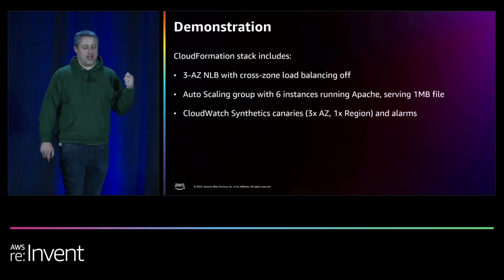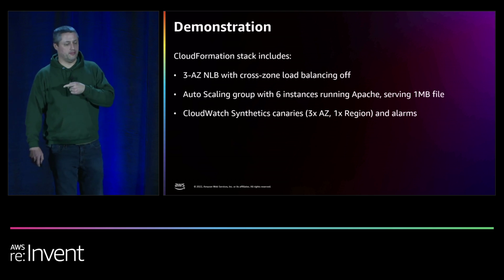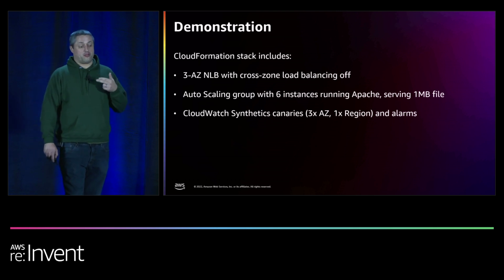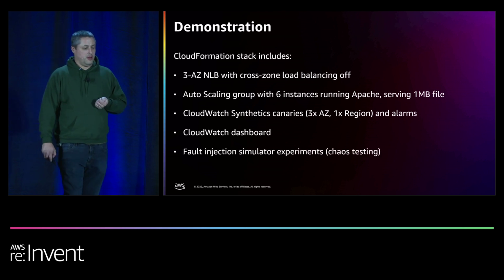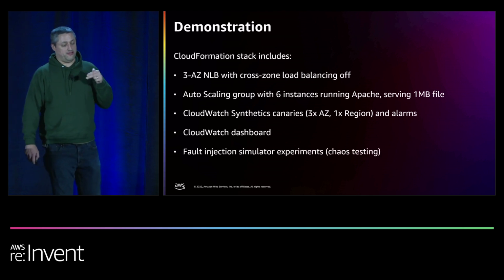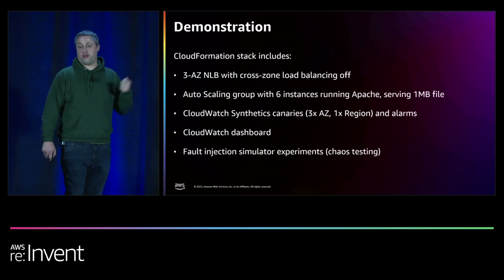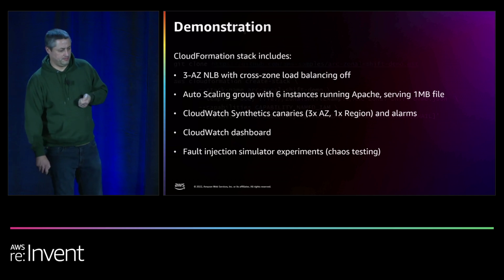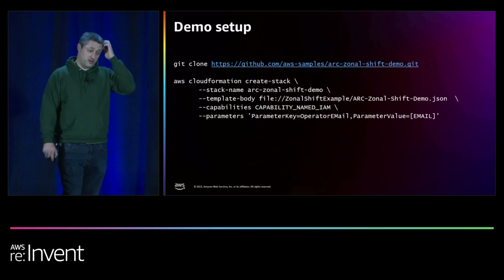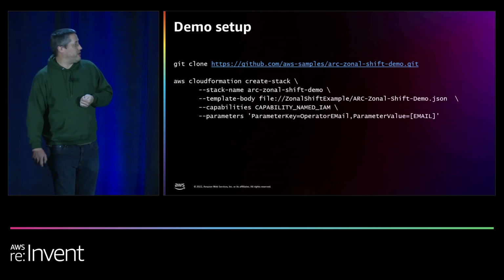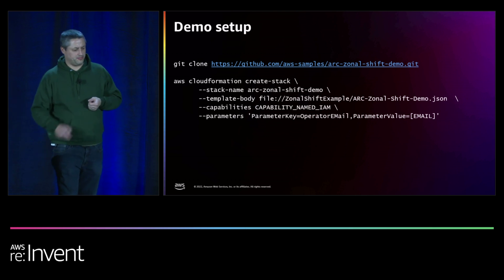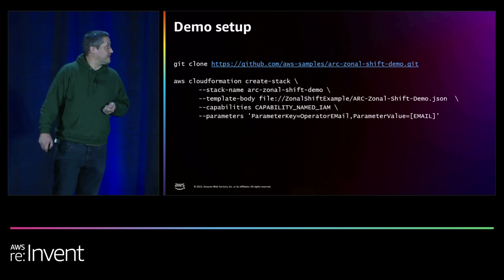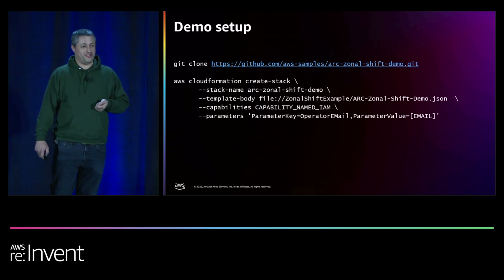Then we have CloudWatch Synthetics canaries running against each AZ, and they have alarms on them, and then we have a regional one to monitor the customer experience. We've built a CloudWatch dashboard as part of this CloudFormation template, and we've added in some extra Fault Injection Simulator actions so that we can actually create gray failures and see what happens. If you want to do this yourself afterwards, you can use that Git repo to take the CloudFormation template. Everything pretty much is in there, including the chaos testing, and you can load the stack with that fairly simple command. Pause there in case I see people are taking pictures.